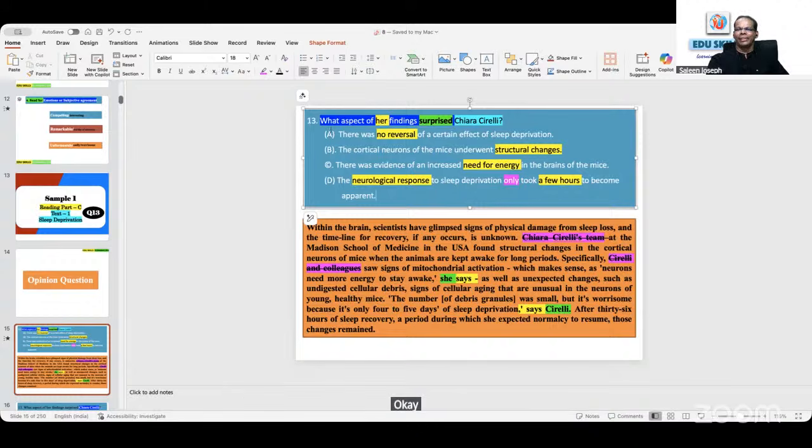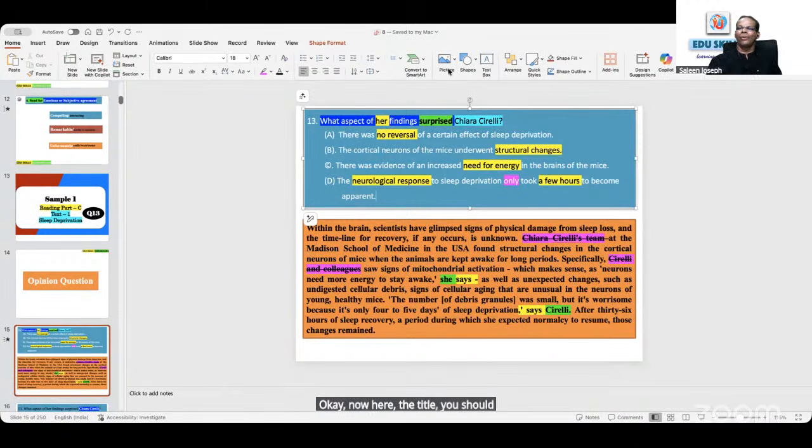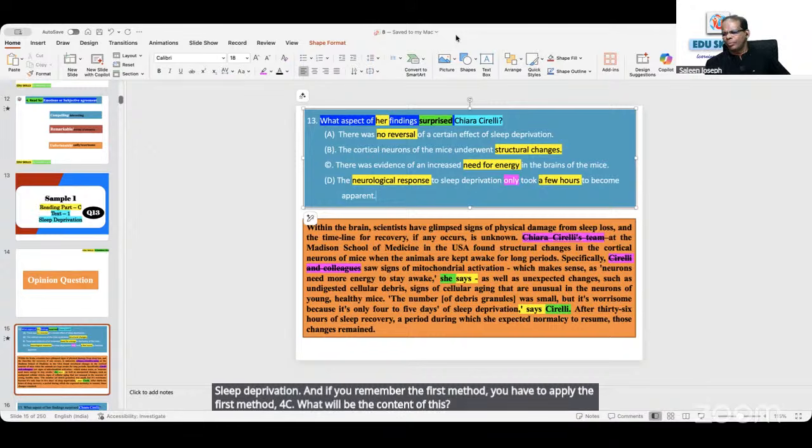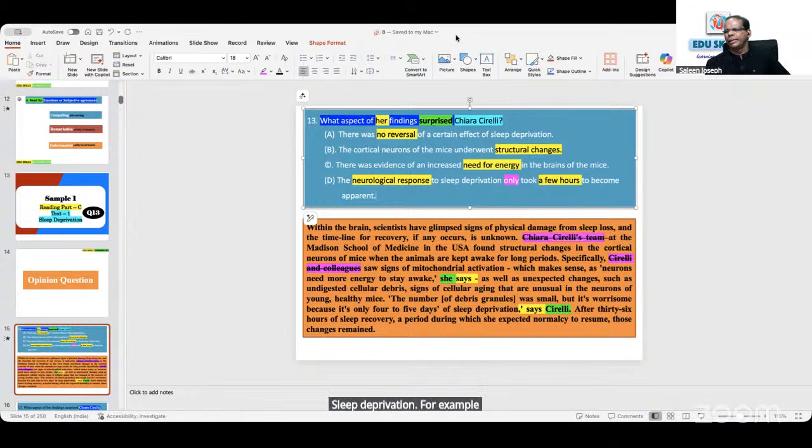Now here, you should understand the title of the text. What is the main title? Sleep deprivation. If you remember the first method, you have to apply the first method: foresee what the content of this sleep deprivation will be. For example, I say Nitya did not sleep for the last 15 days. She did not sleep properly. What will be the next statement? The physiological effect of that. How it affects our mind, body, and life or family.